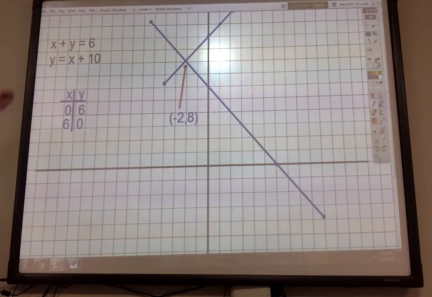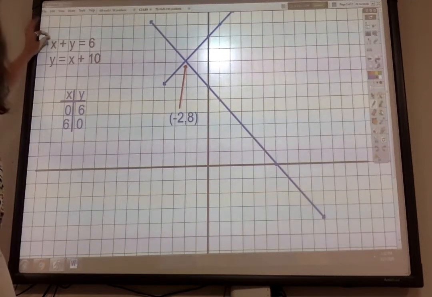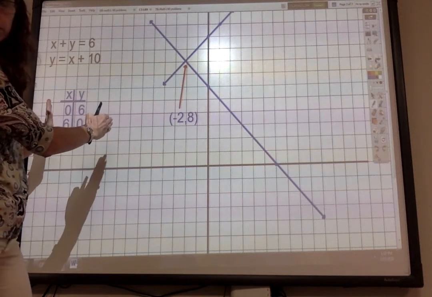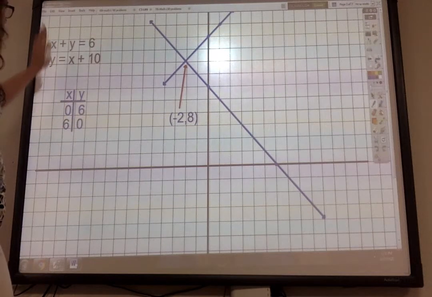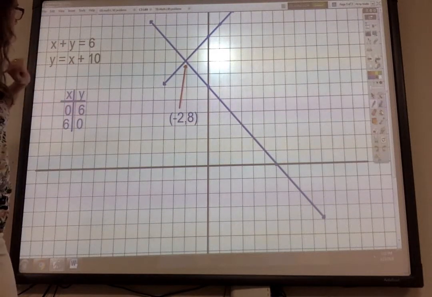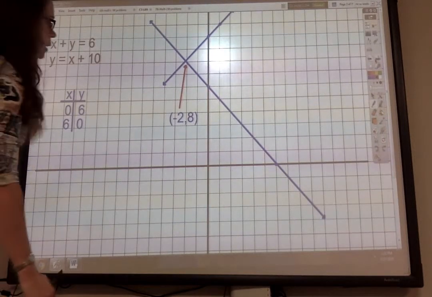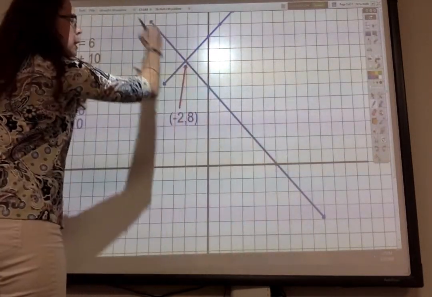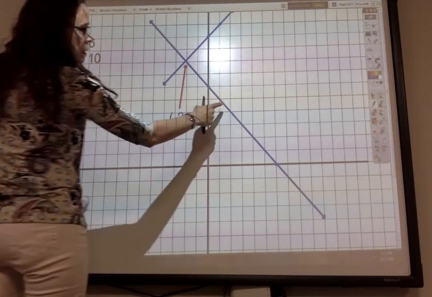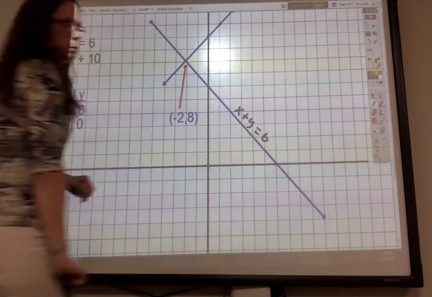In the first one, we have the equation x plus y equals 6. This one is not set up in slope-intercept form. It is set up in the form where I would want to find my intercepts. If x is 0, what is y? y would be 6. If y is 0, x would be 6. So then I can graph those two points: (0, 6) is here, (6, 0) is here. Then I draw my line. This line is the line for the equation x plus y equals 6.